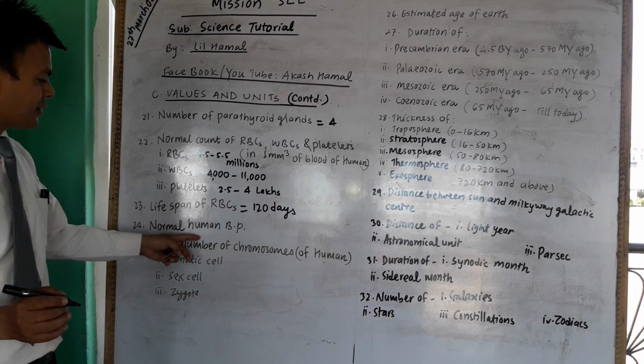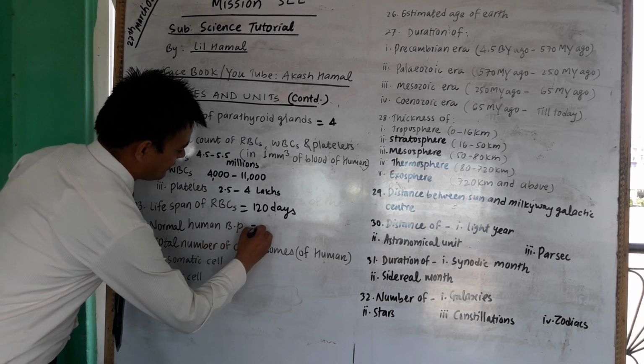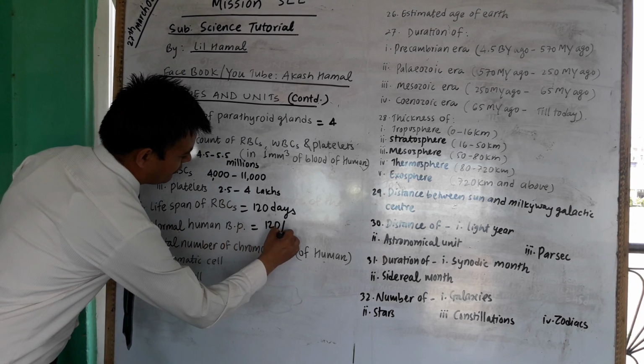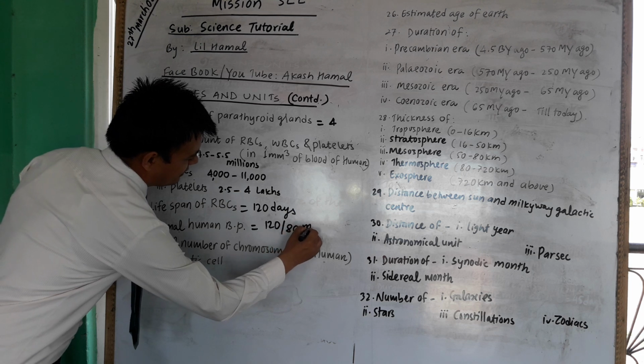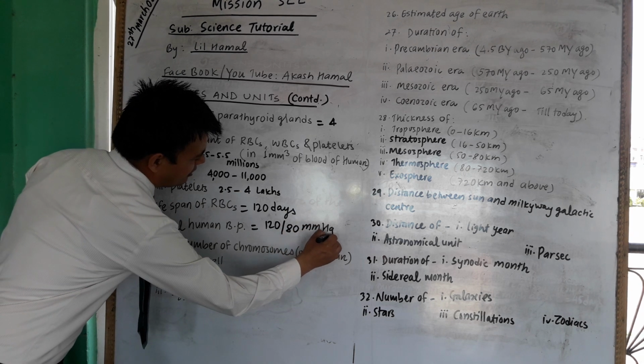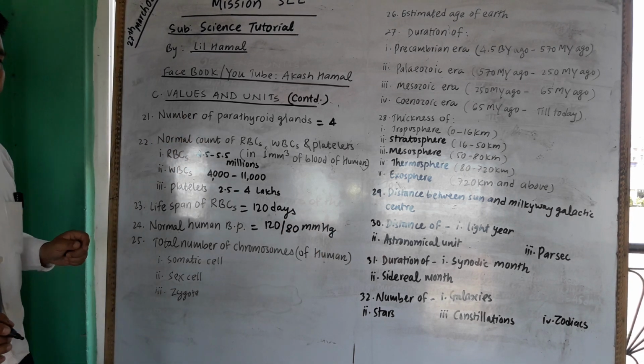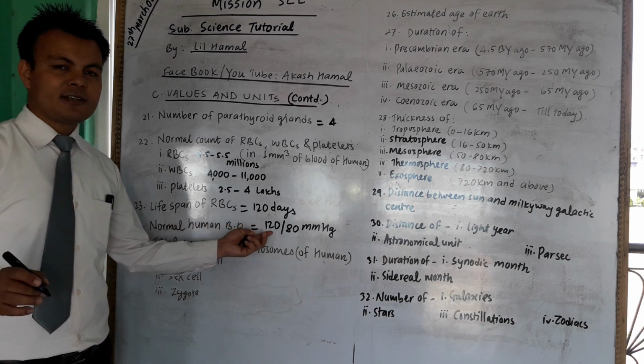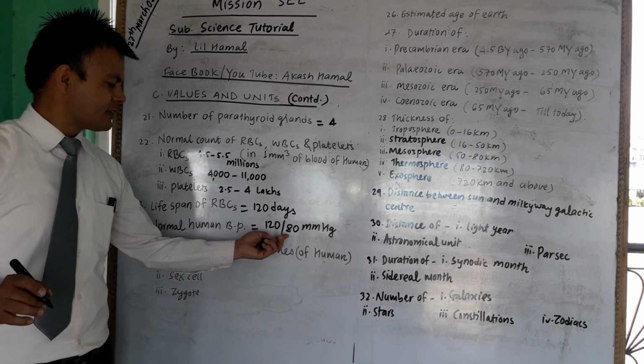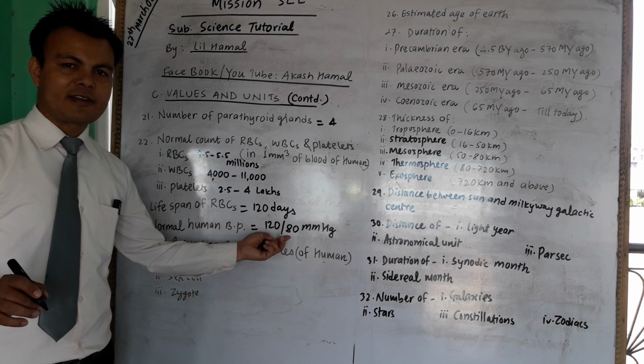Also, the normal human blood pressure is 120 by 80 millimeters of mercury. So the upper one indicates the systolic pressure and the lower one indicates the diastolic pressure.